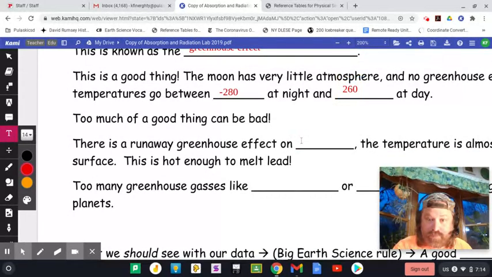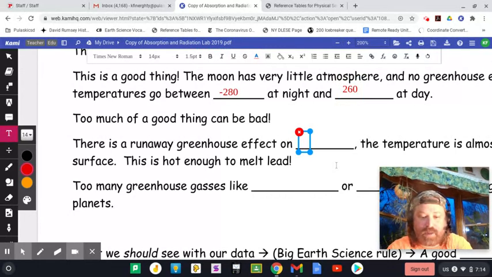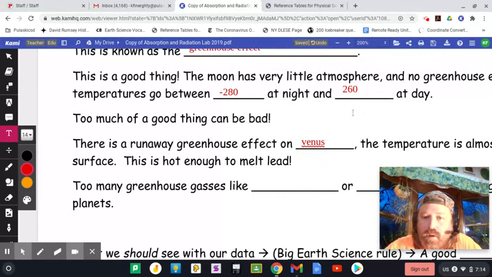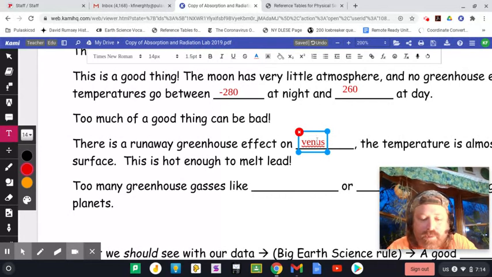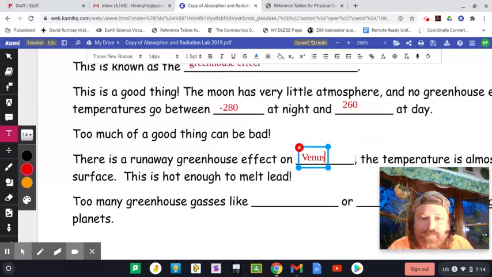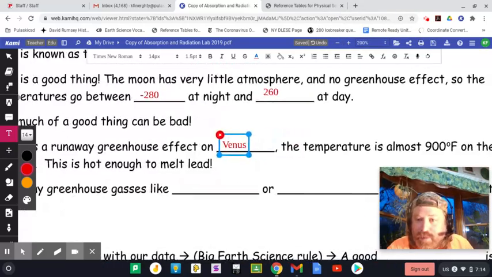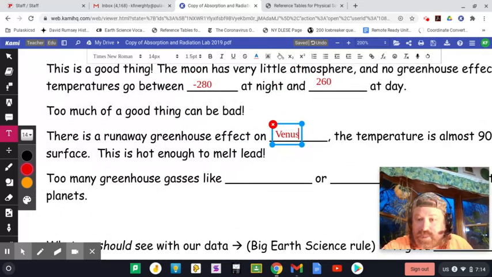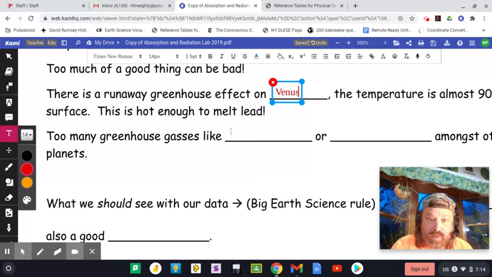There is a runaway greenhouse effect because of a ridiculous amount of carbon dioxide in the atmosphere on Venus. The temperature there, you can melt lead right on the surface, almost 900 degrees Fahrenheit. In fact, it's the hottest planet, but it's not even the one that's closest to the sun. It's the second one out. And it's because of this greenhouse effect being so strong. So too many greenhouse gases.